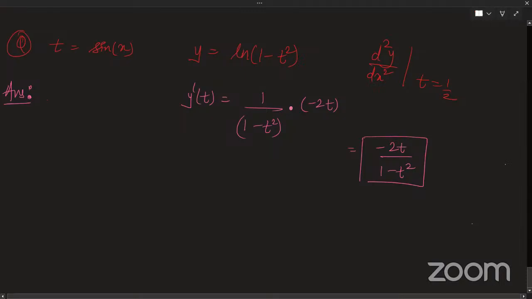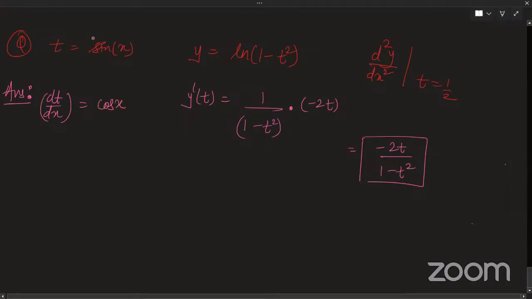Now, how do you differentiate this? x is not given in terms of t; t is given in terms of x. If I ask you to differentiate such a thing, what will you do? If I differentiate both sides with respect to x, my left hand side will be dt by dx. What about my right hand side? What is the derivative of sin x?